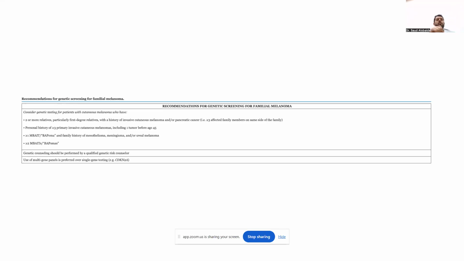Two, or just 2 BAPomas. BAPomas, we'll talk about that.